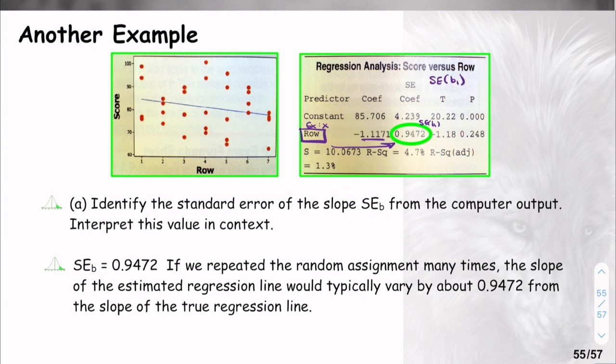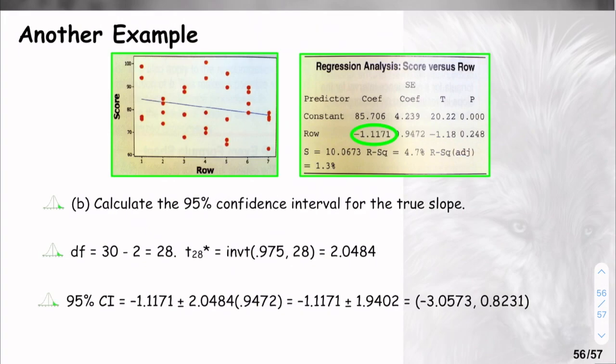This means if we repeated the random assignment many times, the slope of the estimated regression line would typically vary by about 0.9472 from the slope of the true regression. And that's just how we interpret standard error. Next, we want to look at our 95% confidence interval. We can't use our calculator here to do it for us because we don't have the lists. So this is where you need to know what you're doing.